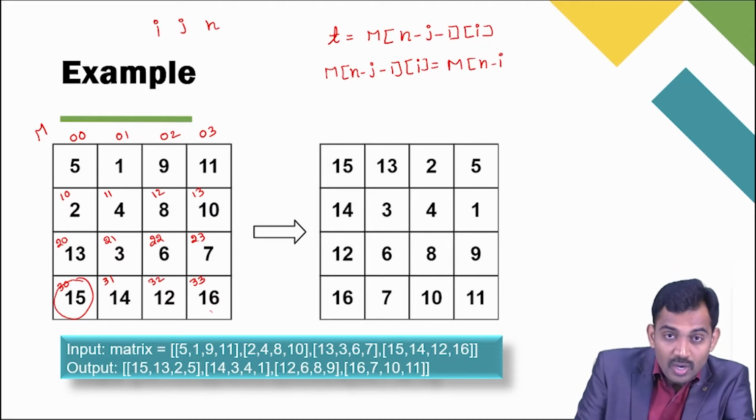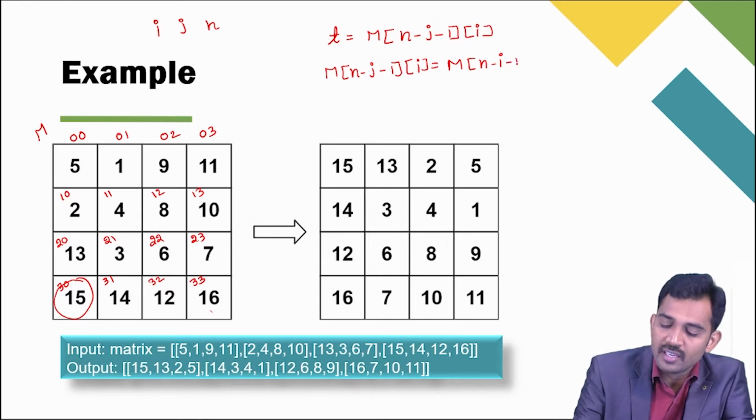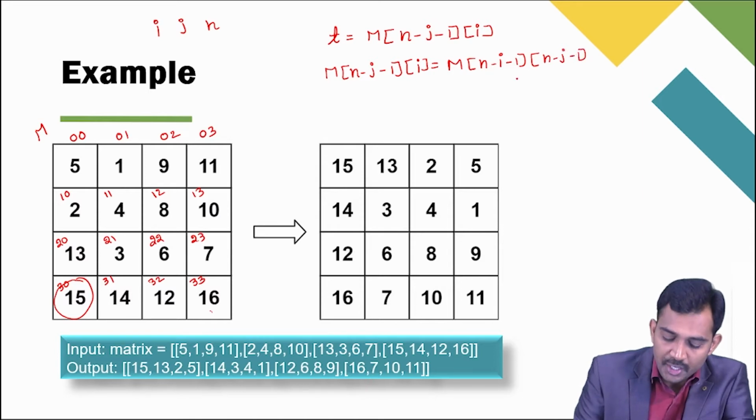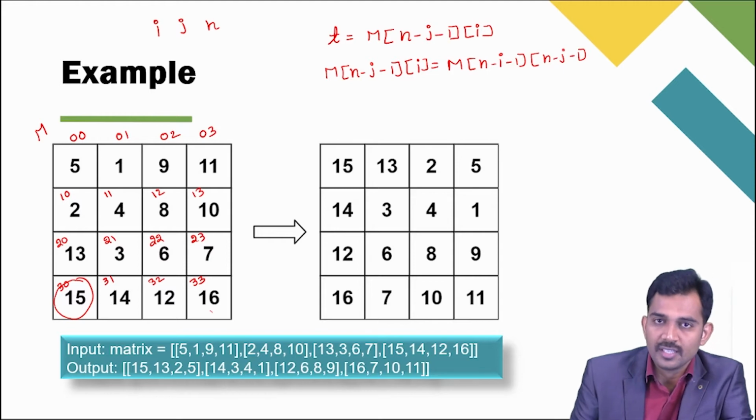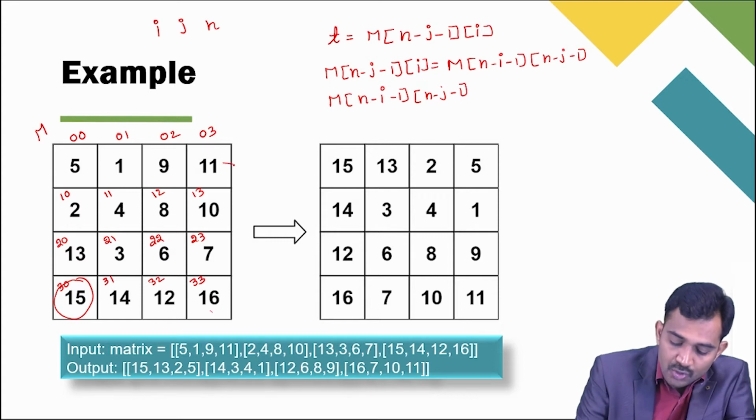But here, only I need to change my column, not row, right? That is why I should use here i, and here I should use the j, because this is the column part, right? I need to change my column. That is why I should change here. And same, observe clearly, m of, same formula, write it here, n minus i minus 1 of n minus j minus 1. Here, this value is stored here, right?